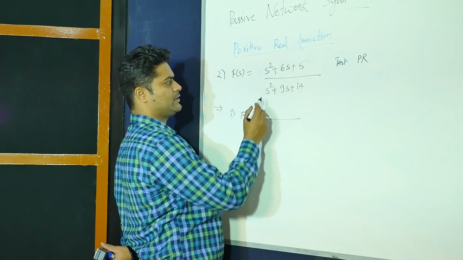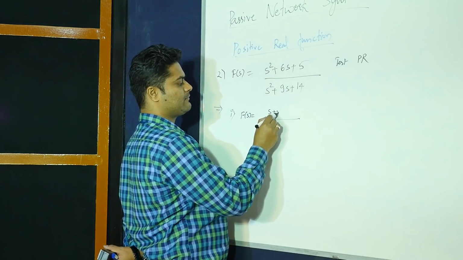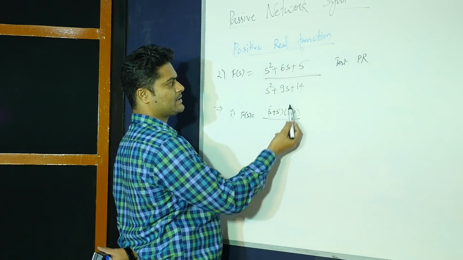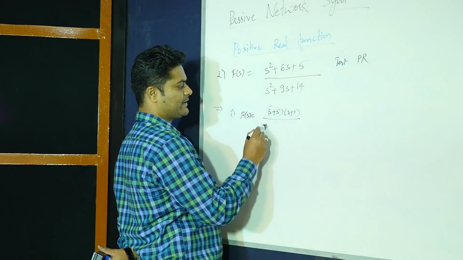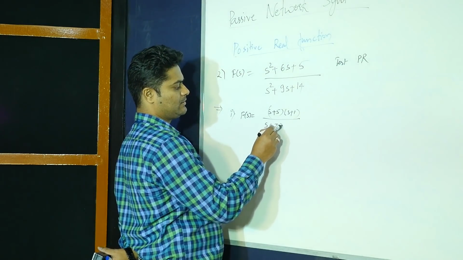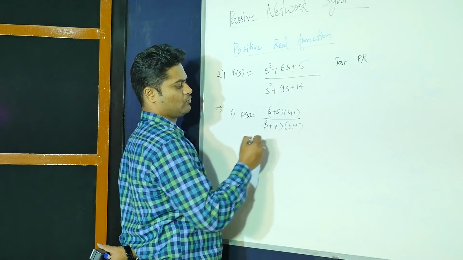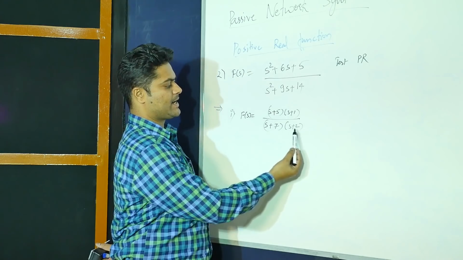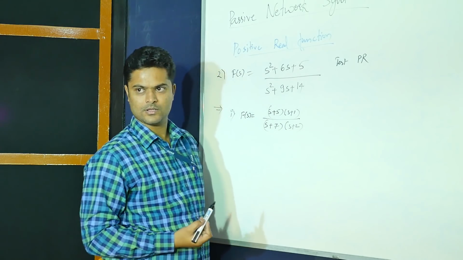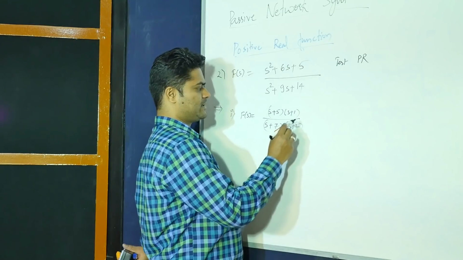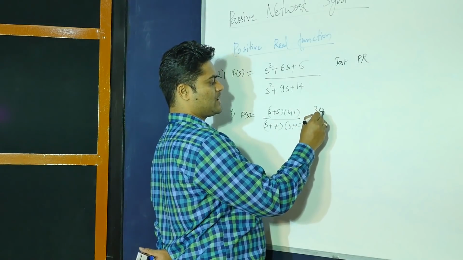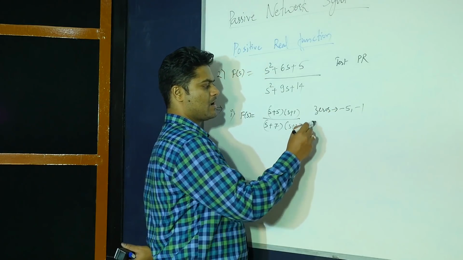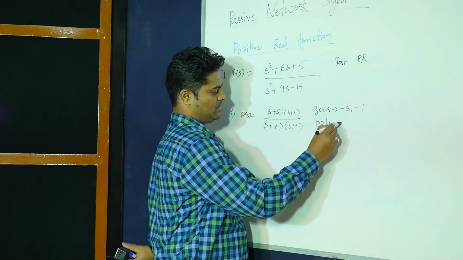The numerator is s plus 5 into s plus 1, correct? This is nothing but s square plus 6s plus 5. The denominator we can write as s plus 7 and s plus 2, which is s square plus 9s plus 14. So from this we can understand that the zeros are minus 5, minus 1 and the poles are minus 7, minus 2.